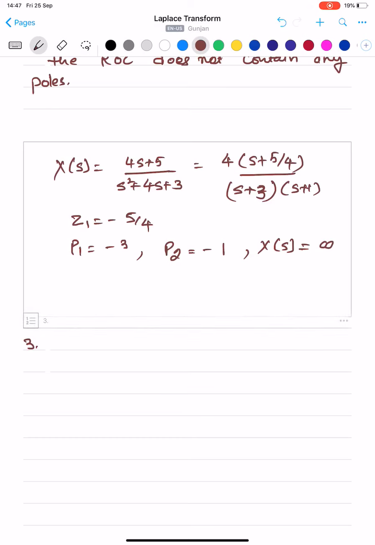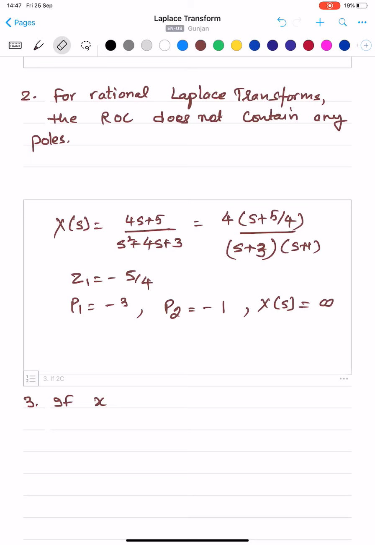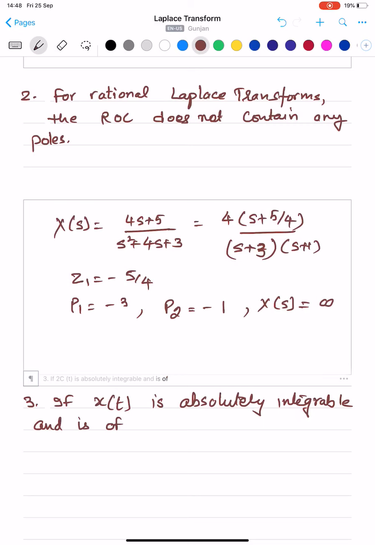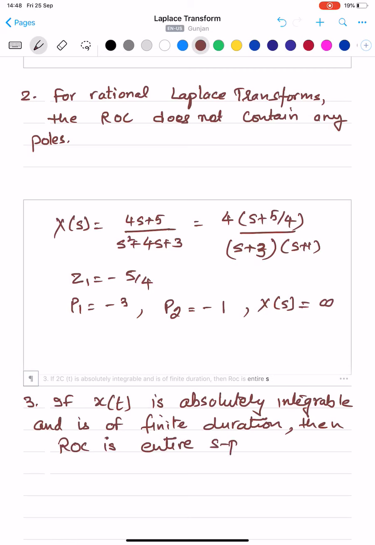Third property is, if x(t) is absolutely integrable and is of finite duration, then ROC is the entire S-plane.